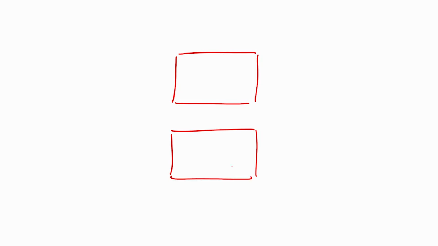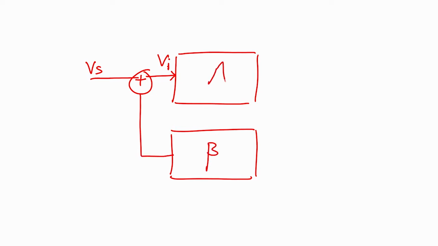If you come to the screen, I can explain in a better way. What I am showing you here is an amplifier and a feedback network. This is your Vs, this is your Vi, this is coming from the feedback network beta, this is your amplifier, and this is your output voltage. Part of the output voltage is fed back to the feedback network. We have seen this.